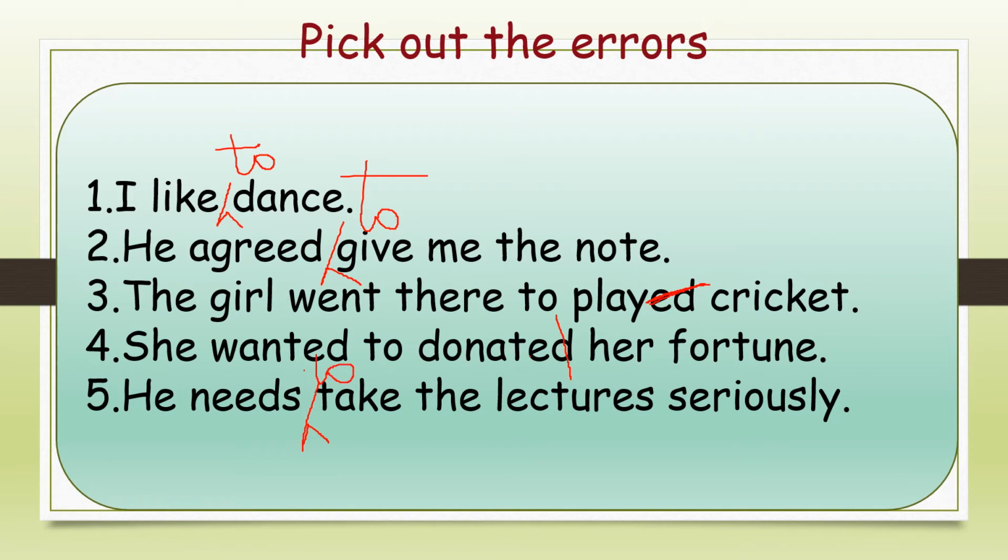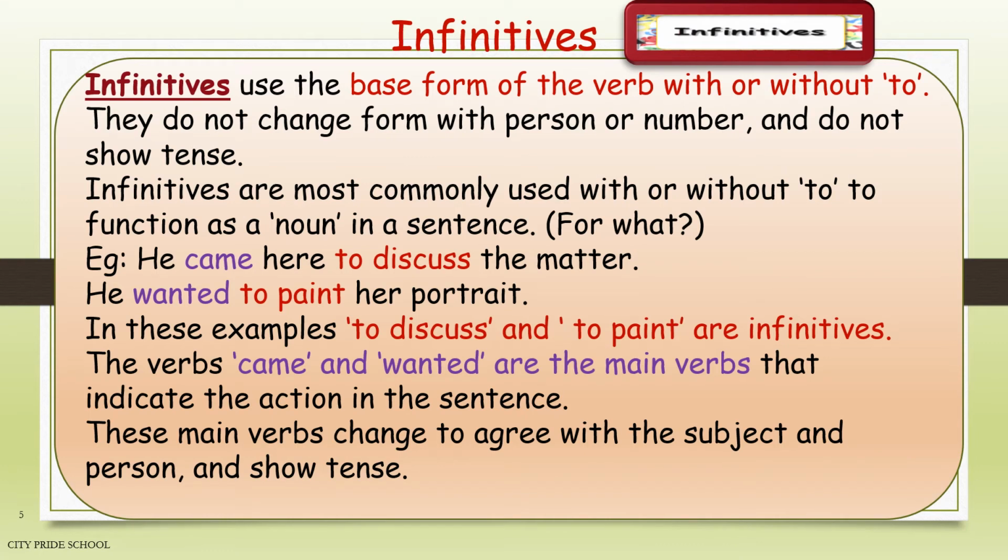So these were the errors. Now by adding "to", if you observe, I have added "to" before the root form of the verb dance, before the root form of the verb give, before play, before donate, and before take. So that means these are called infinitives. So the first type of non-finite verbs are infinitives. Let's study more about them.